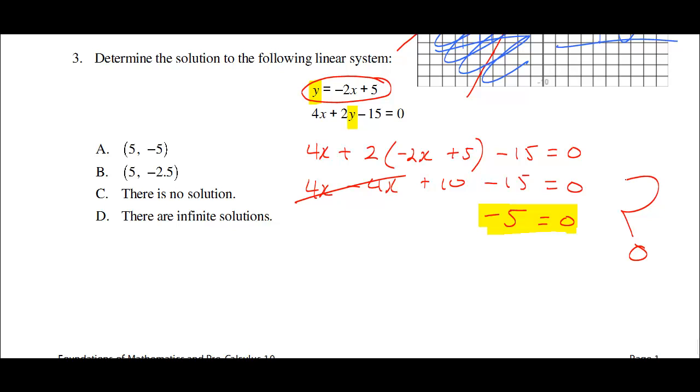And so if you ever find one side of the equation is equal to a number and the other side is equal to a different number, that always means there's no solution. What this actually means, if you were to graph this, is that these lines would never cross. So there's no solution to this. In actuality, if we rearranged this, the lines should be parallel. And so as a result, the solution is C.